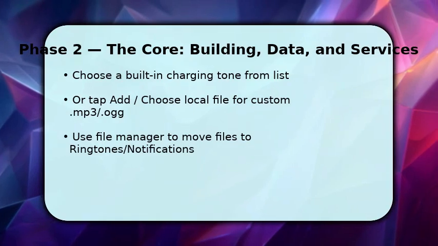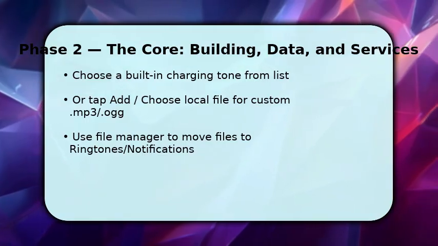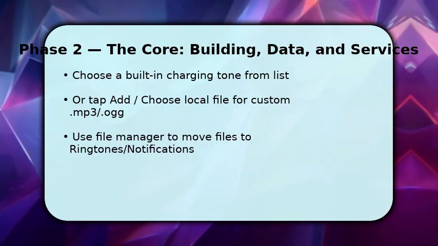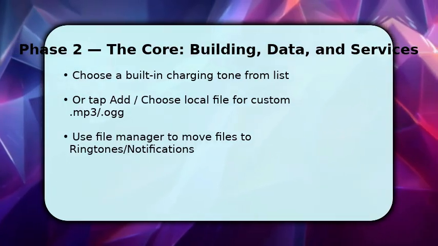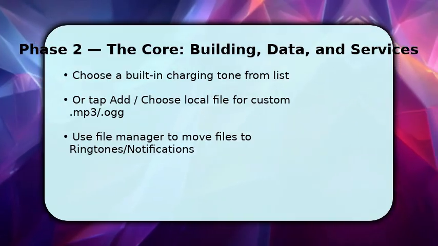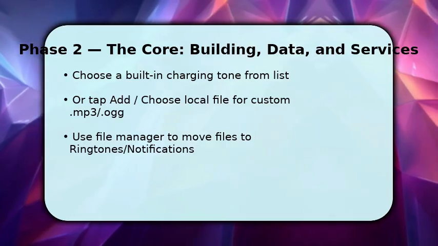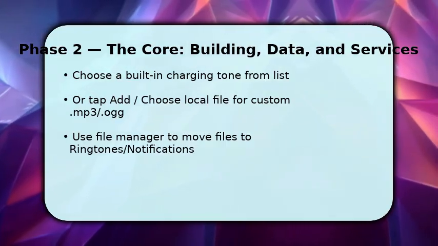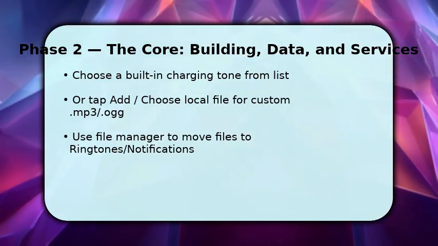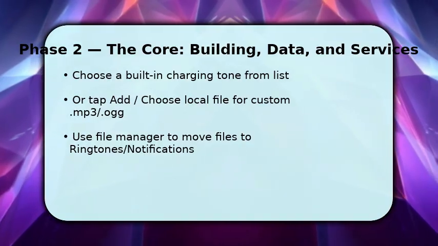You now pick or add the new charging tone. If you choose a built-in sound, tap it in Preview to confirm loudness and length. If you want a custom file, tap Add or choose Local File and navigate with your file manager to an MP3 or OGG file. Copy it to ringtones or notifications so the system can see it. Once done, select the file in Sound Settings and press Save or Apply. You'll understand why file location matters, because Android indexes those folders for system use.